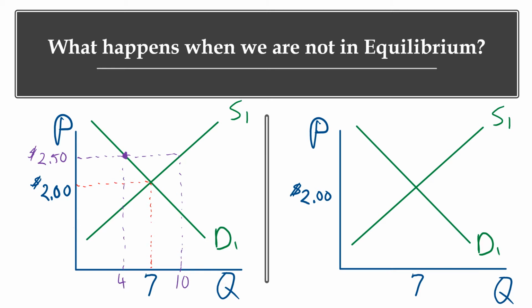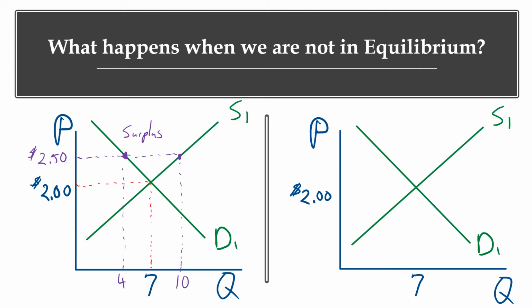But because the price is $2.50, sellers are going to be supplying more ice cream to the market. So they're going to be supplying 10 ice cream cones to the market. If only 4 are demanded and 10 are supplied, we are going to have what's called a surplus. Or otherwise known as, we're going to have excess supply. We're going to have too much supply in the market.